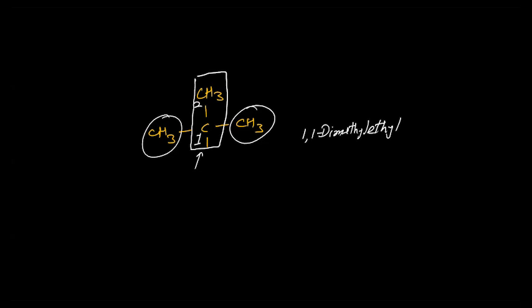Yes, sir. Why have I written 1,1? Because at first position, I have 2 methyl groups. But this whole group was connected to the main chain at the 7th carbon. So that's why I will write its position, that this whole group is connected at the 7th carbon of the main chain. Is that clear, everyone?